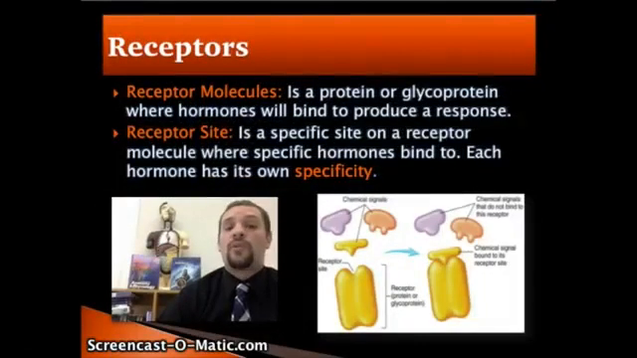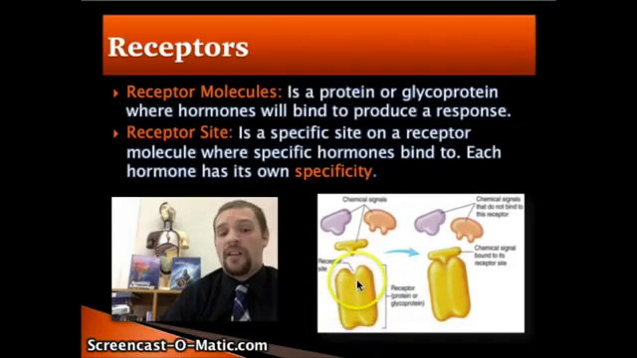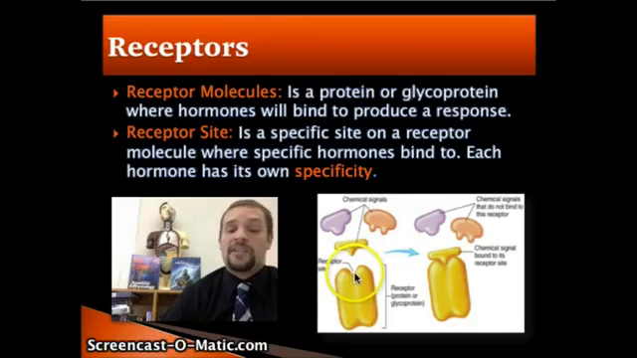In order for a hormone to work and function, it has to come in contact with a receptor molecule. A receptor molecule is a protein or a glycoprotein where the hormone will bind and then produce a response. Here's an example of a receptor molecule. Each receptor molecule will have a specific receptor site, which is specific for a specific hormone. So this specific hormone can come in contact with this specific receptor site, and because it is so specific, it will have a specific response to that hormone.